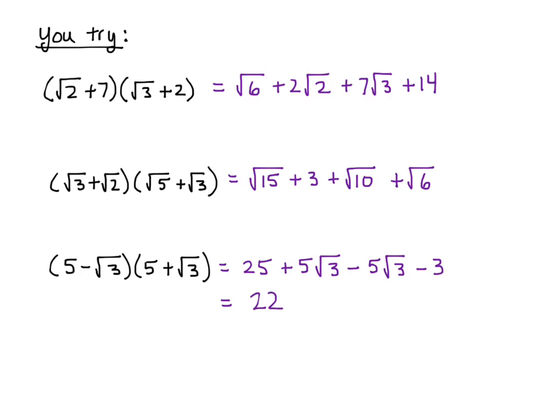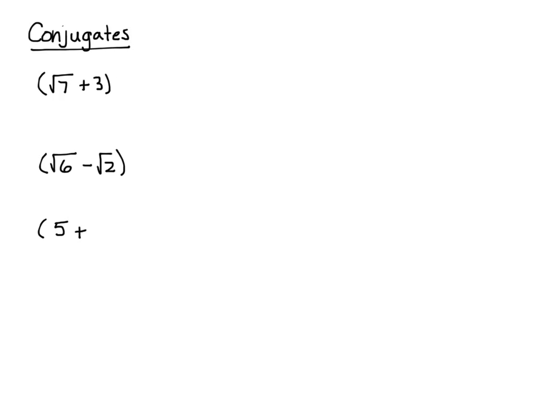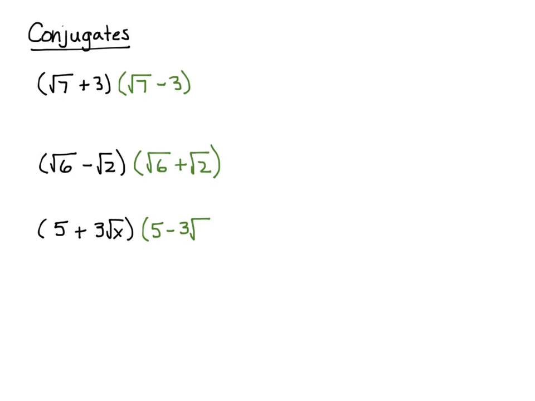Good, okay. So I was talking about this notion of conjugates. And so let's look at each of these and see if we can come up with a conjugate here. Okay, so the conjugate of the square root of 7 plus 3 is square root of 7 minus 3, right? And the conjugate of this next one? Plus, right. And then the conjugate of the second one has the negative sign in front of it.